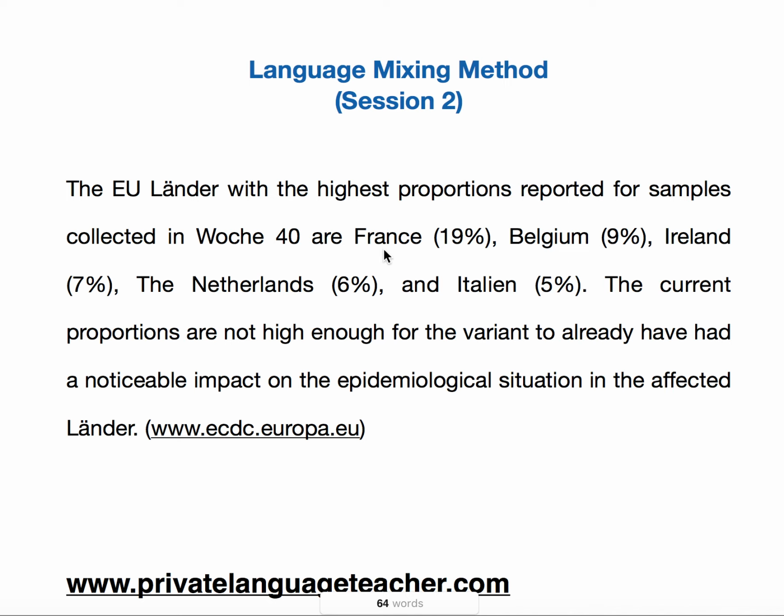Are France, 19%, Belgium, Ireland, Netherlands, the Netherlands, 6%, and Italian, 5%. So Italian, what could this be? This is a country. Italian could be Italy. Right, correct. Italy.